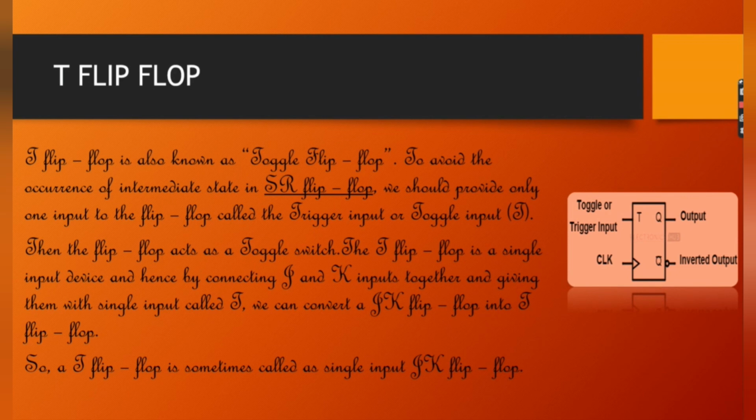The T flip-flop is a single input device, and hence by connecting J and K inputs together and giving them a single input called T, we can convert a JK flip-flop into T flip-flop. So a T flip-flop is sometimes called a single input JK flip-flop.